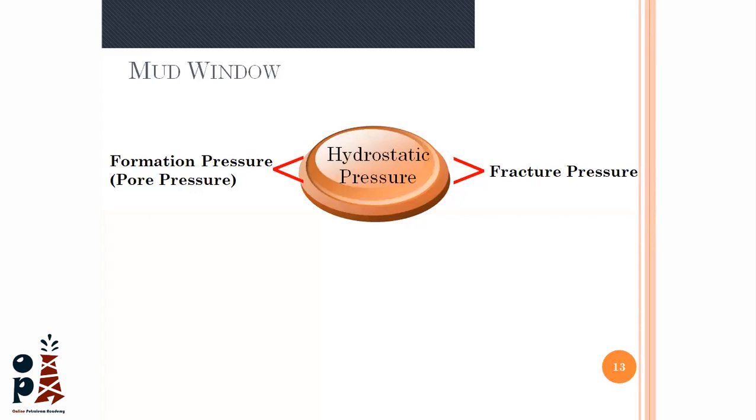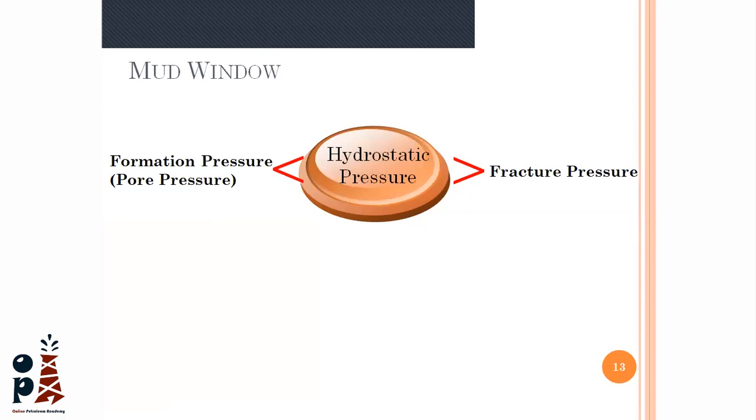So the most important concept is the mud window. What is the mud window? I told you that there is a formation pressure or pore pressure. We have to control it. We have to use hydrostatic pressure, and later on we will describe why we are saying hydrostatic. The concept hydrostatic is the pressure that comes from this column of mud in the static condition.